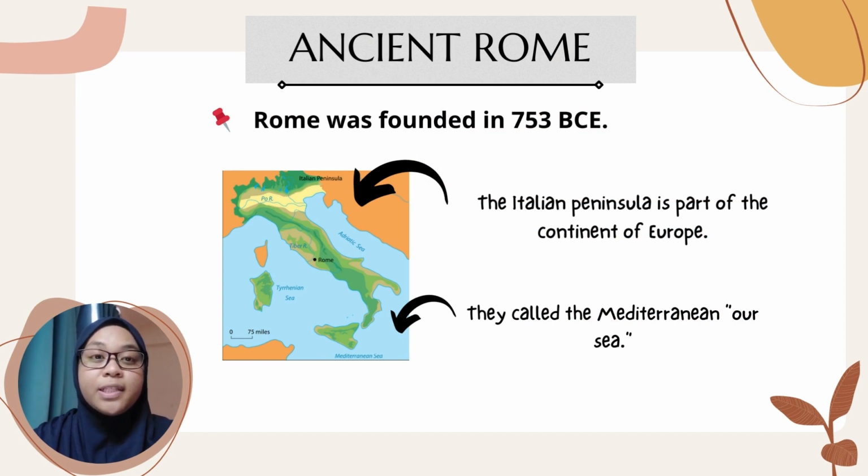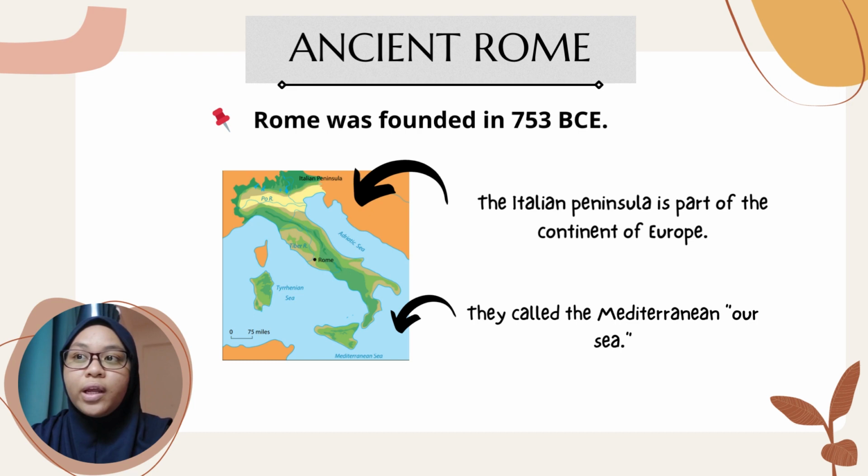My name is Faridah Nuha and I am the first presenter for this presentation. Before we go through Roman buildings and architecture, I will first present briefly about ancient Rome. Ancient Rome was founded in 753 before Common Era, and Rome is located in the Italian peninsula.